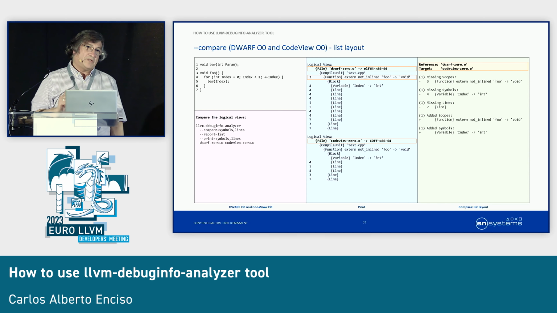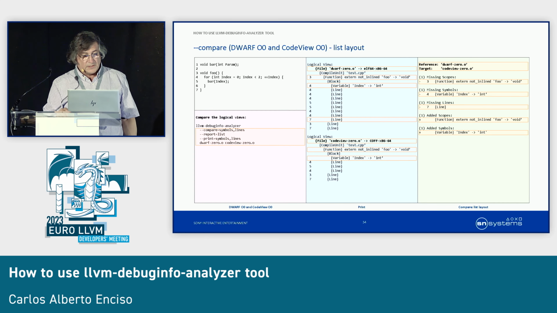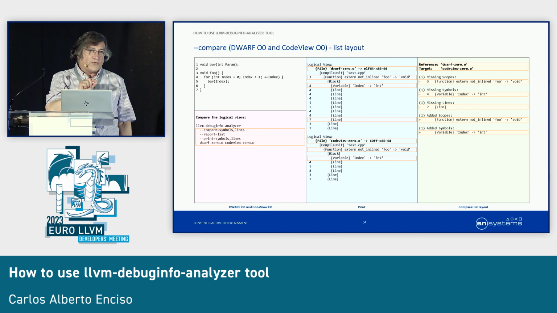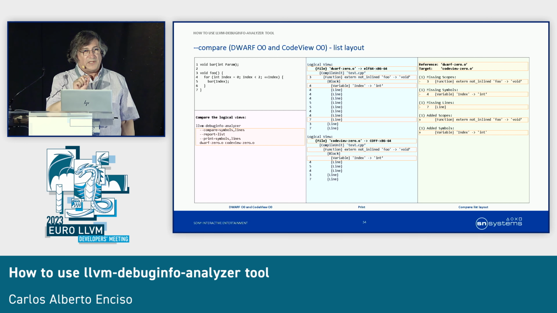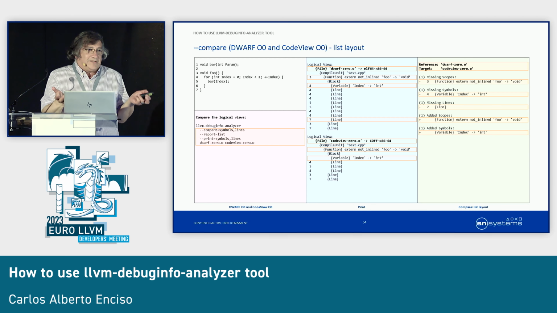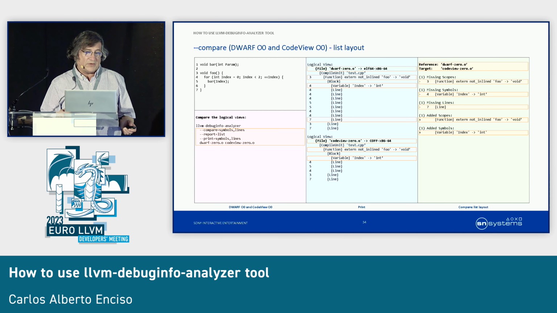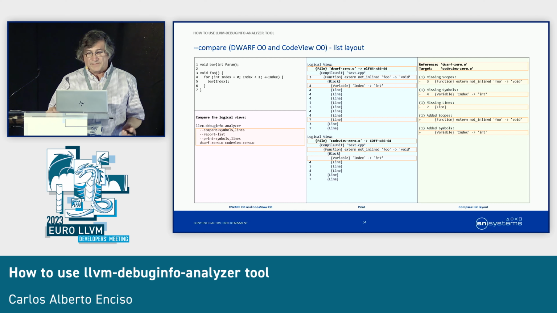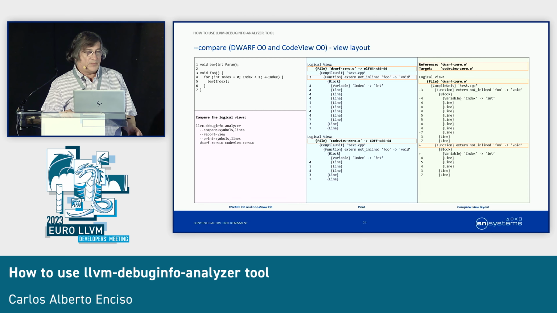So we are comparing now different debug information formats. We are comparing DWARF 0 with CodeView 0 as a list layout. Because CodeView doesn't generate the line information for symbols and scopes, in this specific case, foo is being detected as missing and as added, because there is no way to distinguish between one and the other one. So that is a big limitation currently with the CodeView implementation in Clang. So that is the output as view layout.